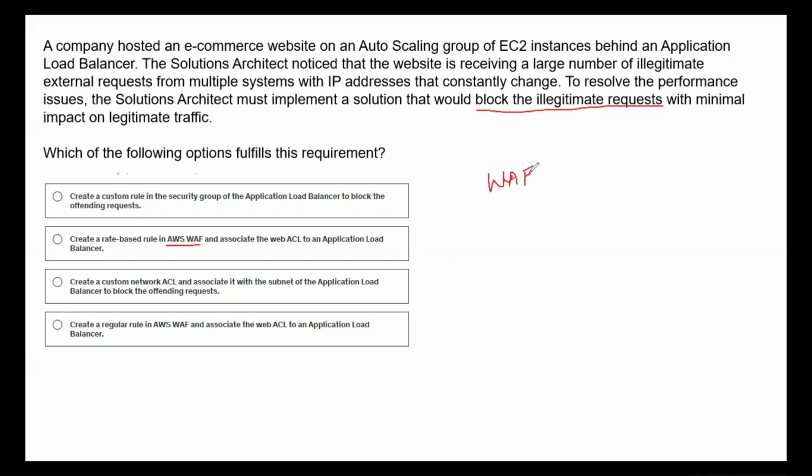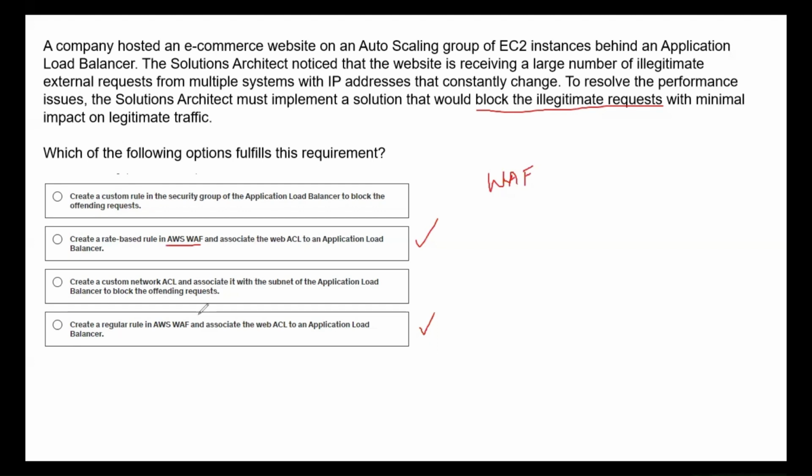So WAF is a service which helps in mitigating the DDoS attacks happening on the web application. Okay, so basically the answer can be either 2 or 4. But here the answer 2 says create a rate-based rule in the WAF and associate the web ACL to the application load balancer. And option 4 is talking about a regular rule.